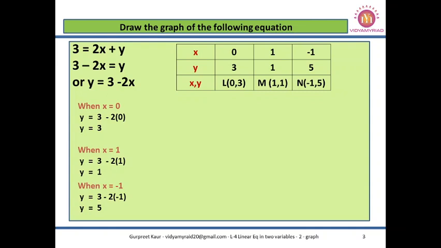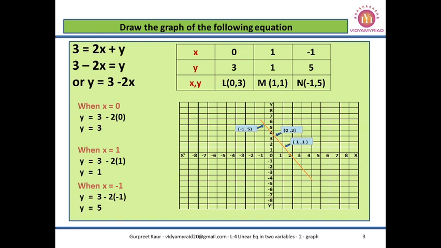So let us plot these three on a graph. Your graph will look like this. It is forming a straight line, and see, it is not passing through the origin also.